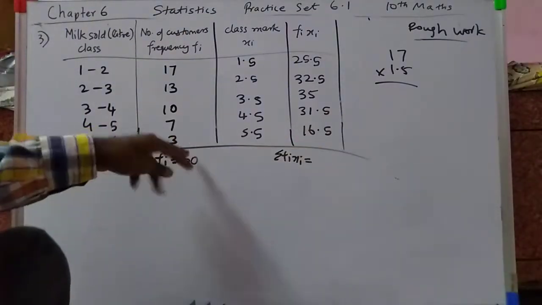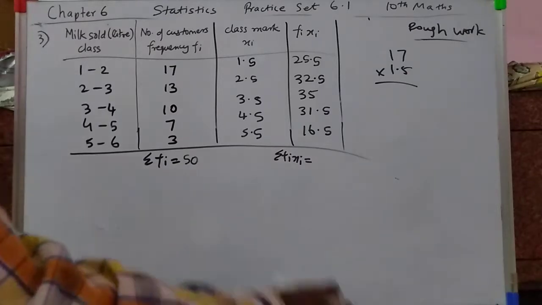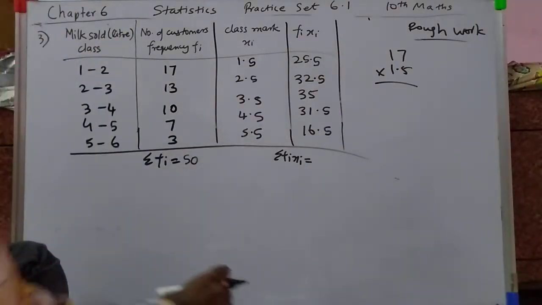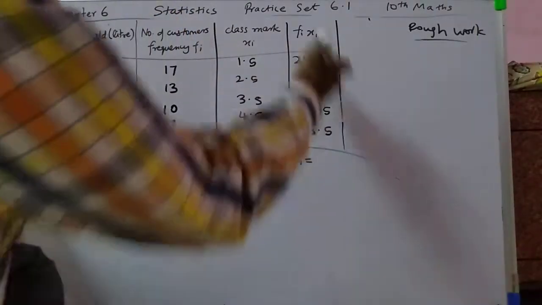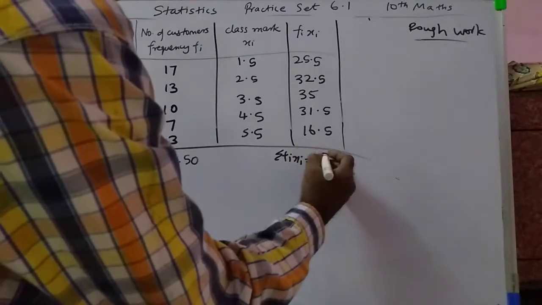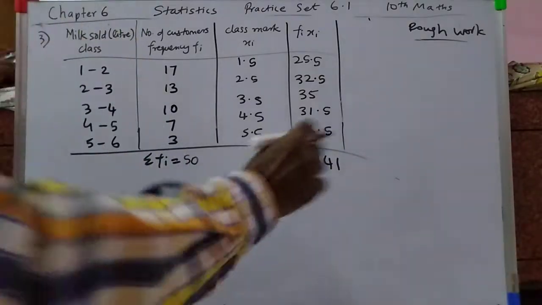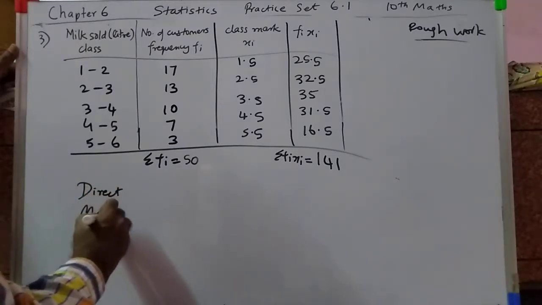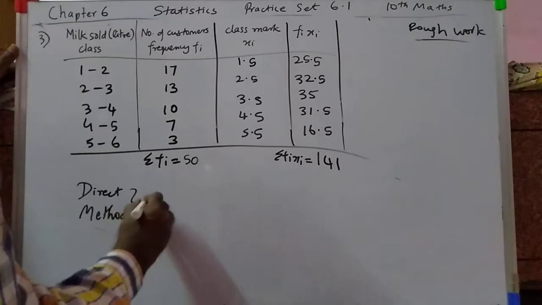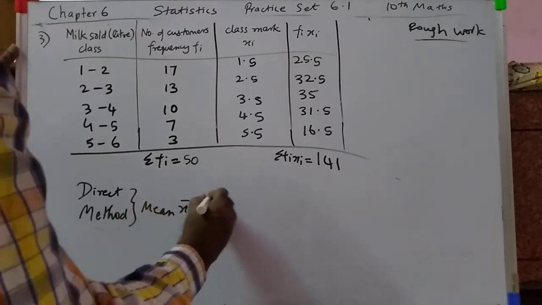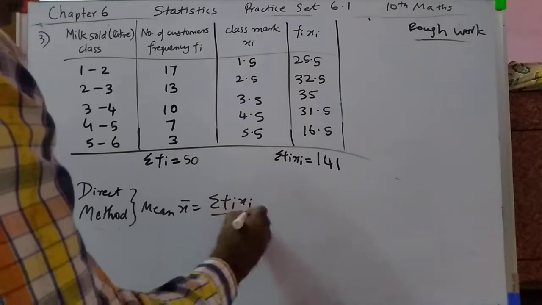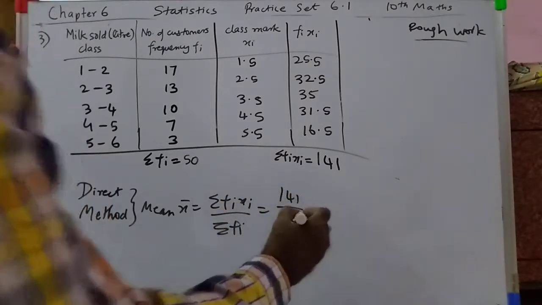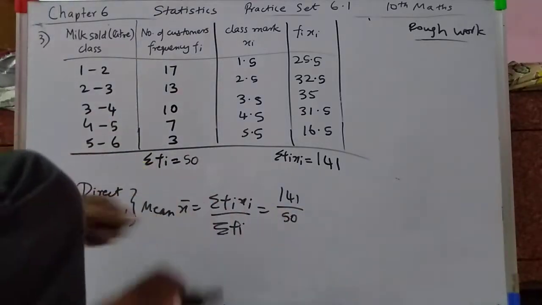Okay, it should match, otherwise it is wrong. Now let us calculate this. You add it and you will get the sum. Now it is the direct method. Direct method means mean x bar is equal to summation of fi xi upon summation of fi. That is 141 upon 50.